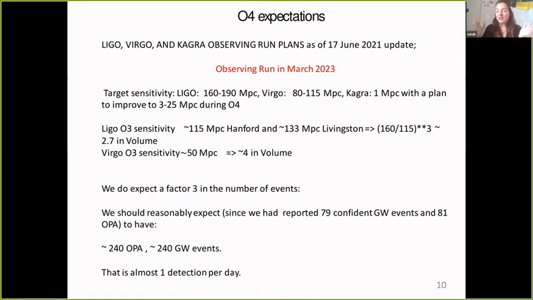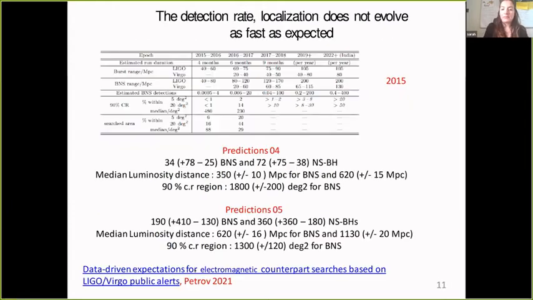That I think you know, but the run is postponed to March 2023 now. Bad news is that the sensitivity for KAGRA is only 1 megaparsec. For Virgo, officially still from 80 to 115 megaparsec. So we will have about three times more events than O3 in O4, and almost 1 detection per day. So now I make a little game.